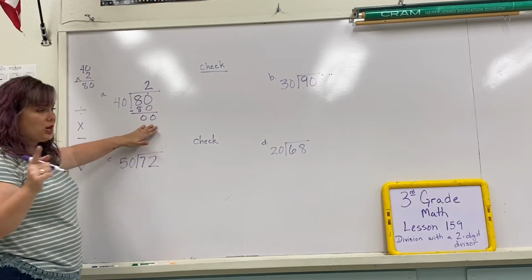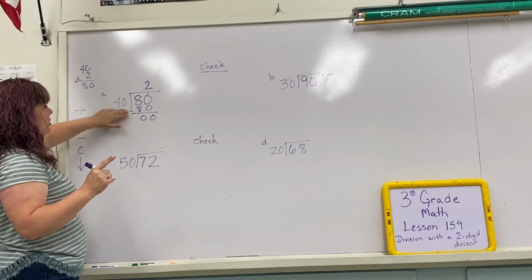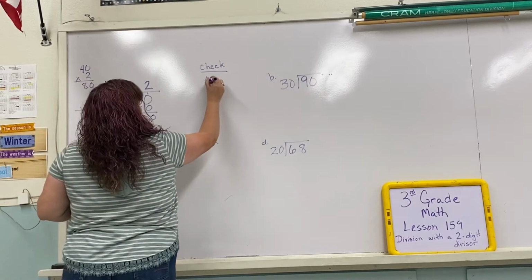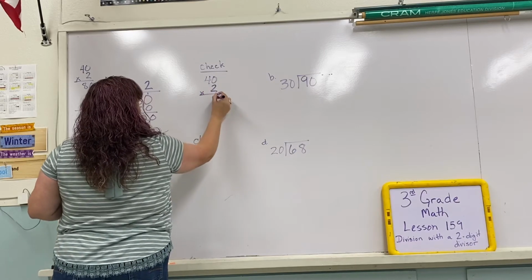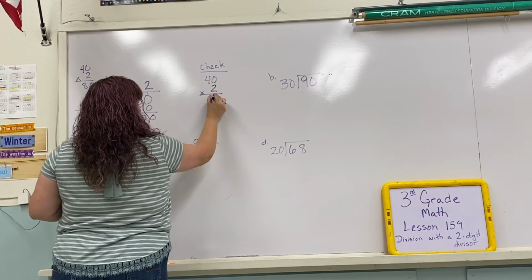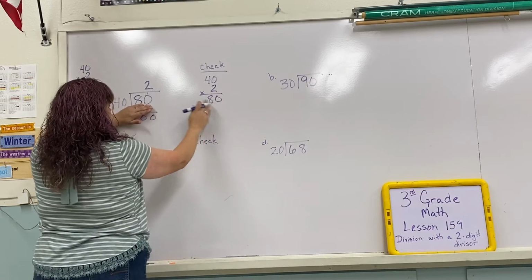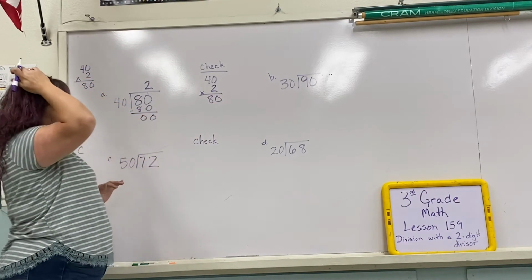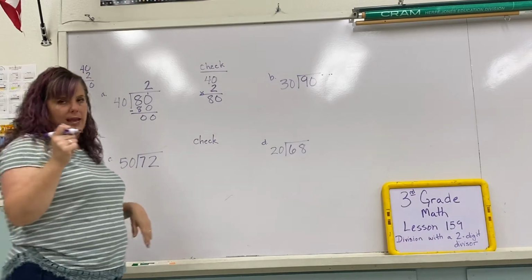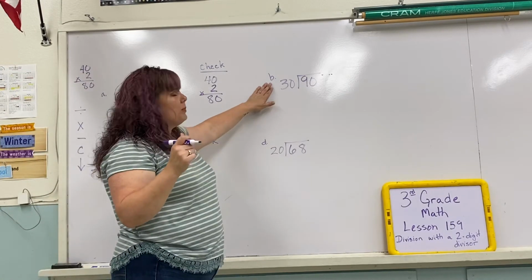Remember, in order to check, you multiply the divisor and the quotient. So we have 40 times 2. 80, and we're going to see, does that answer match our dividend? Yes, it does. We did it correct. Woohoo!